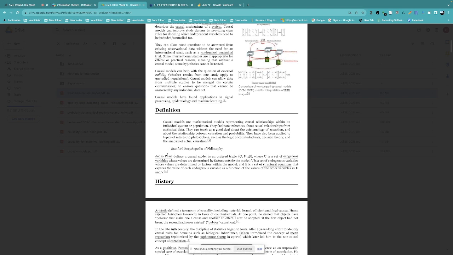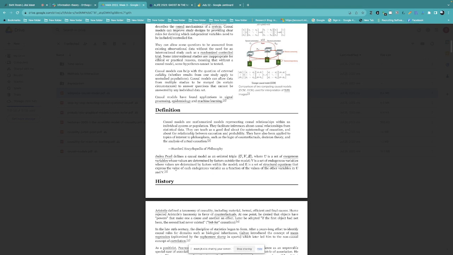So, we're going to talk about Judea Pearl, and his work is seminal in a lot of the causality literature. He defines a causal model as an ordered triple, U, V, E, where U is a set of exogenous variables, which are determined by factors outside the model. V is a set of endogenous variables, which are determined by factors within the model. And E is a set of structural equations that express the value of each endogenous variable as a function of the values of the other variables in U and V.